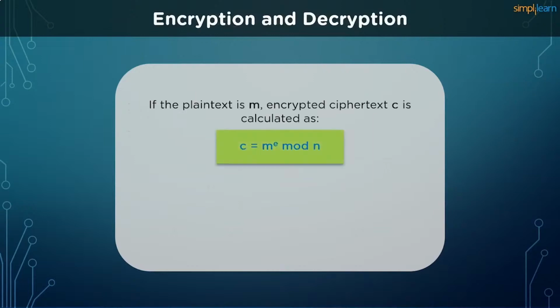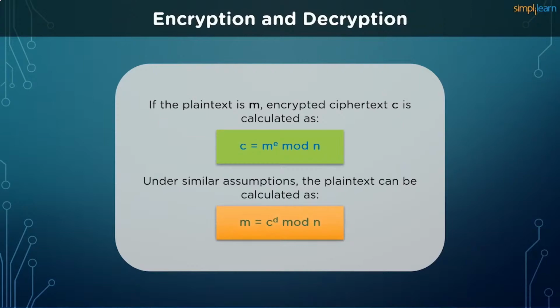For the encryption and decryption function, we use the formula C and M. The ciphertext can be calculated as C equal to M to the power E mod N, and the plaintext can be calculated from the ciphertext as C power D mod N.